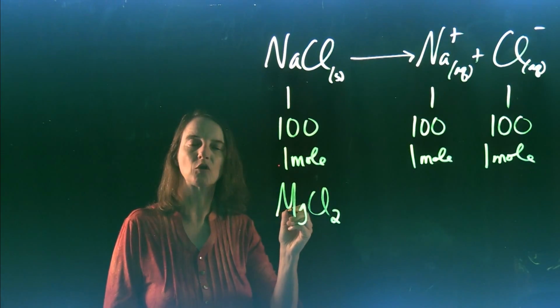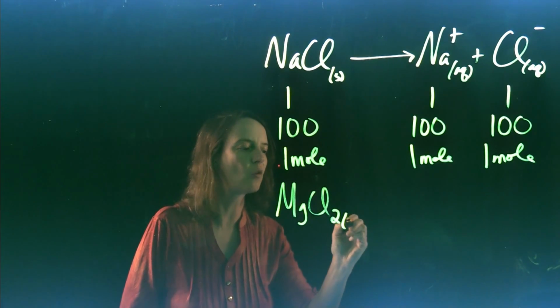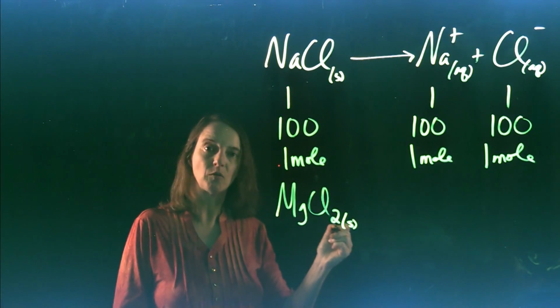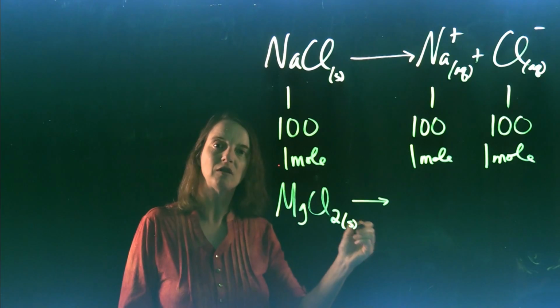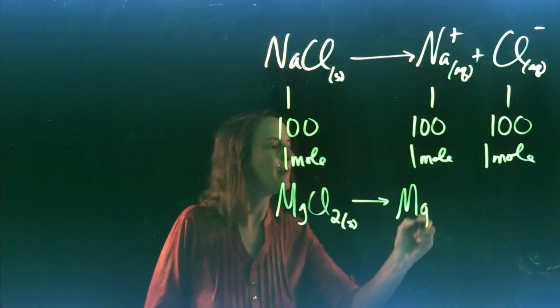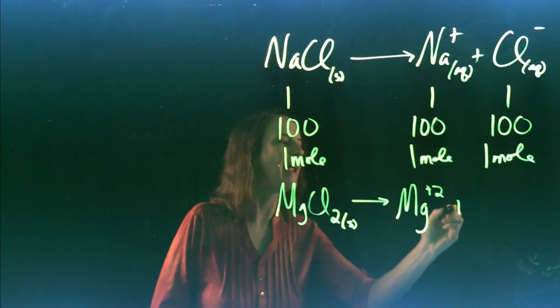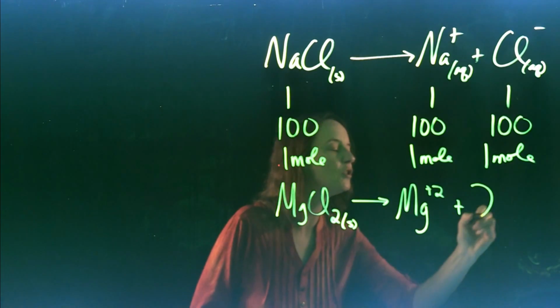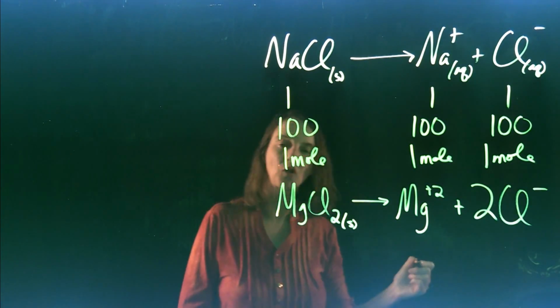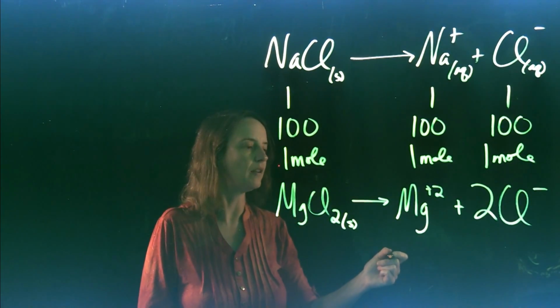Compare that to a salt like magnesium chloride. Magnesium is a group 2 metal. Magnesium chloride is also a solid when you pull it off the shelf, but when you dissolve it in water, you get magnesium ions, and you're going to have 2 chloride ions for every 1 magnesium ion.